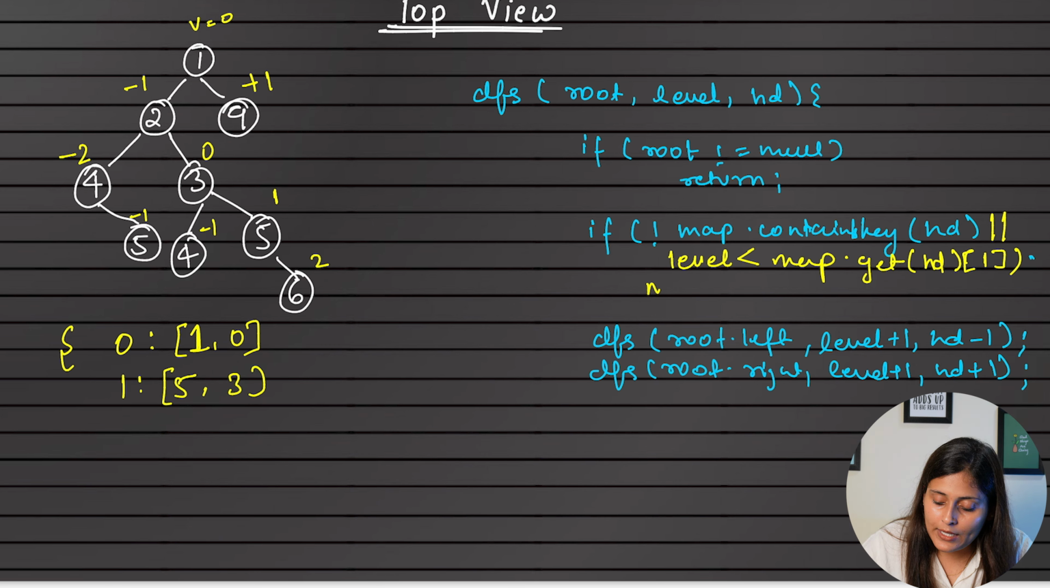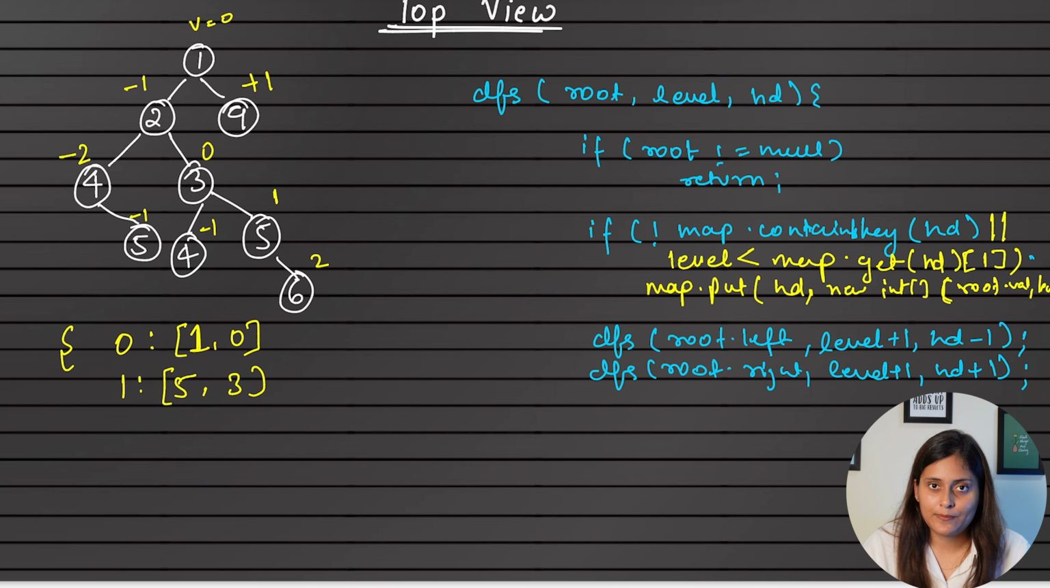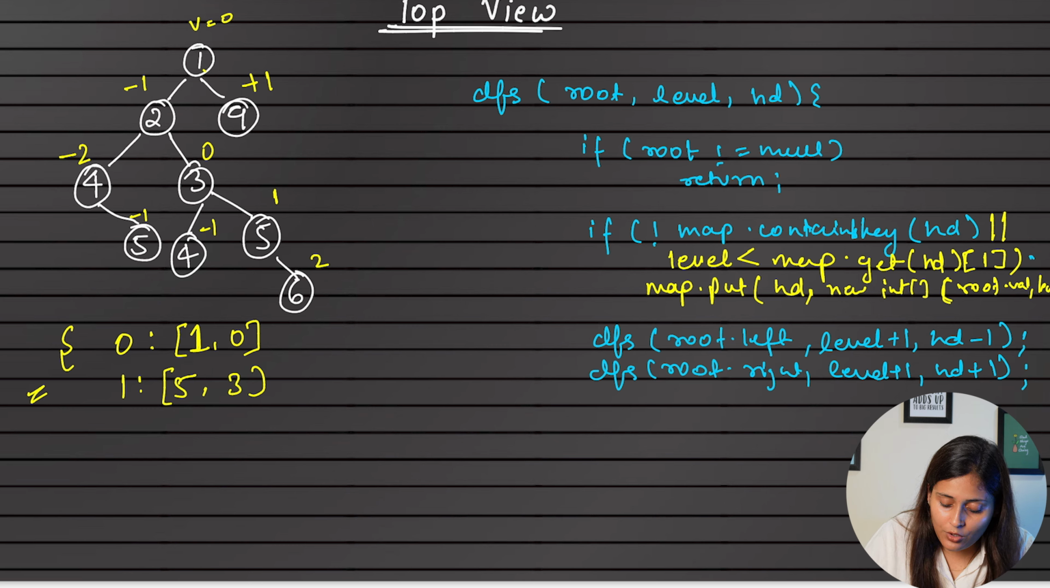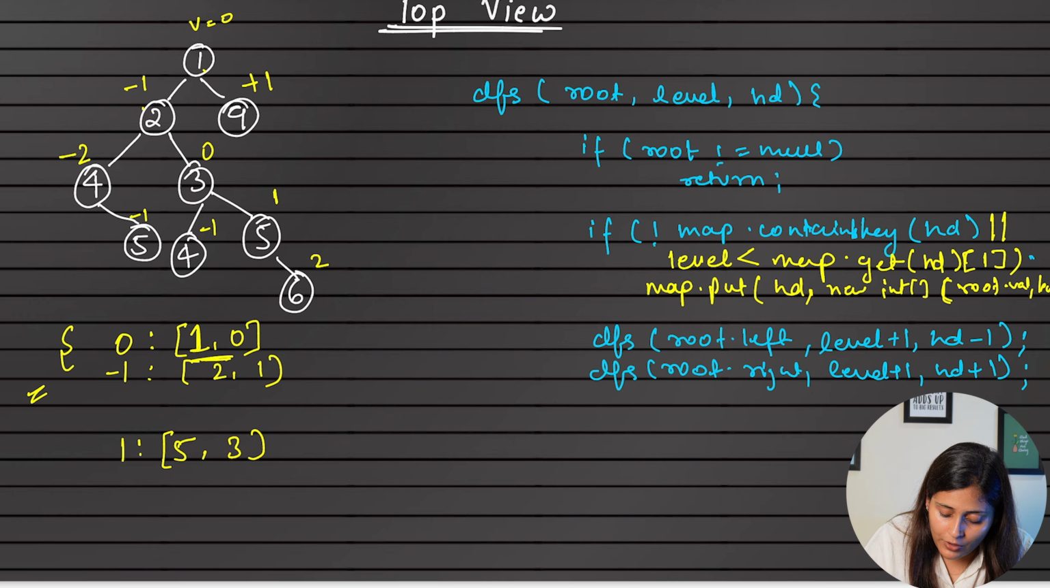So what we'll do, in the map we will put at HD, but what we will put is a new integer array, okay, with the root value, correct, and level as well. That's it, okay. So now at the end in the map we will have for 0: 1 and 0, for 1: 5 and 3, okay, let's move it down. For -1 we will have 2 but level 1. For -2 we will have 4 but level 2, okay.